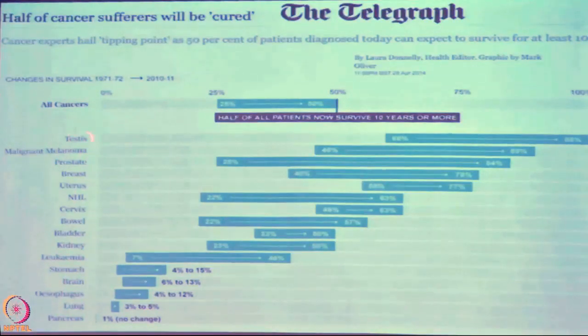So if you see, the higher is better for treatment. This has the less treatment, right? So we need to really work out which is the best biomarker for the diagnostic and what will be the better treatment possibility, right?